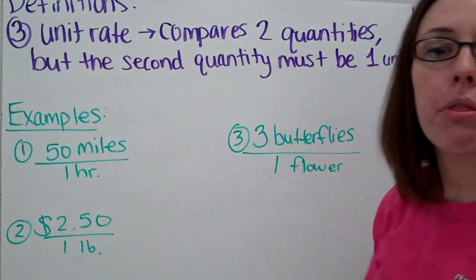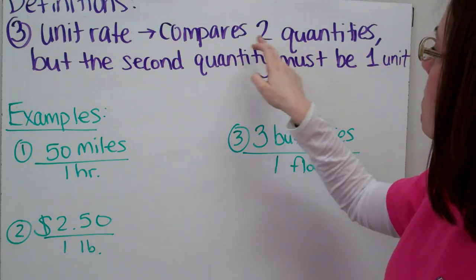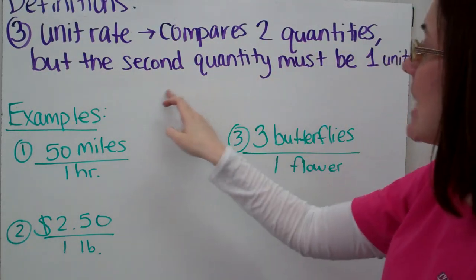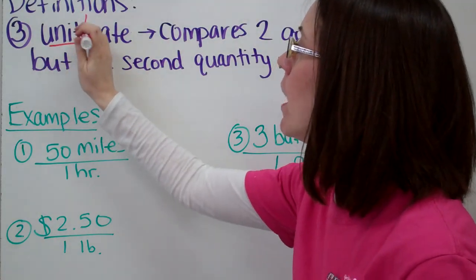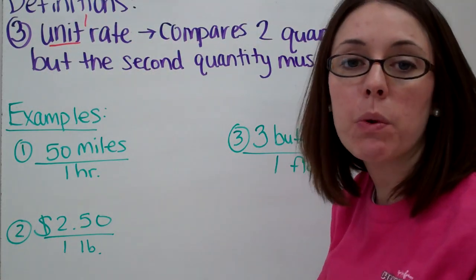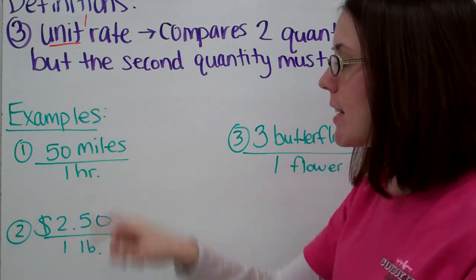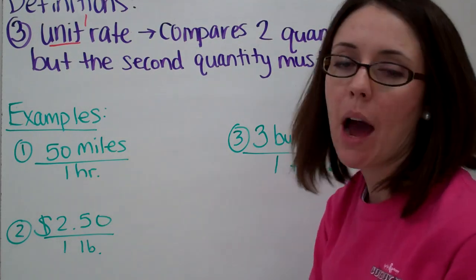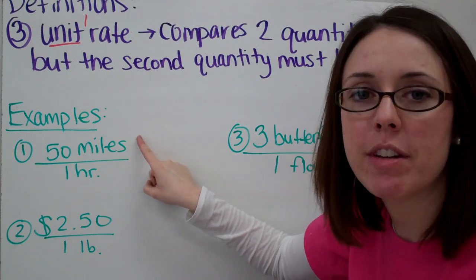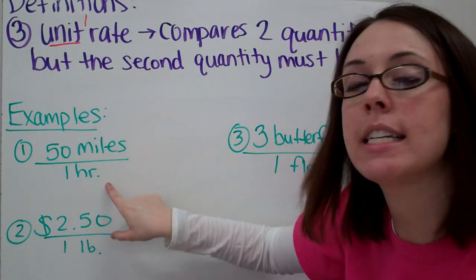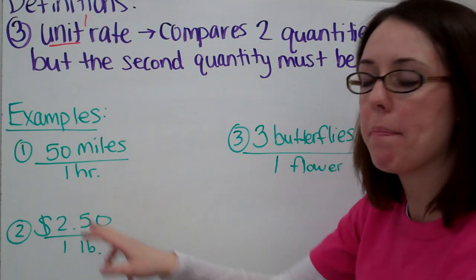And definition number 3. A unit rate is a rate that compares two quantities, but the second quantity must be 1 unit. Again, unit means 1. So a unit rate is a rate with a denominator of 1, or a unit of 1 for the denominator. For example, 50 miles in 1 hour. What does that mean? That means in 1 hour you can go 50 miles. Or for every 50 miles it takes 1 hour. That is a unit rate because the denominator is 1.